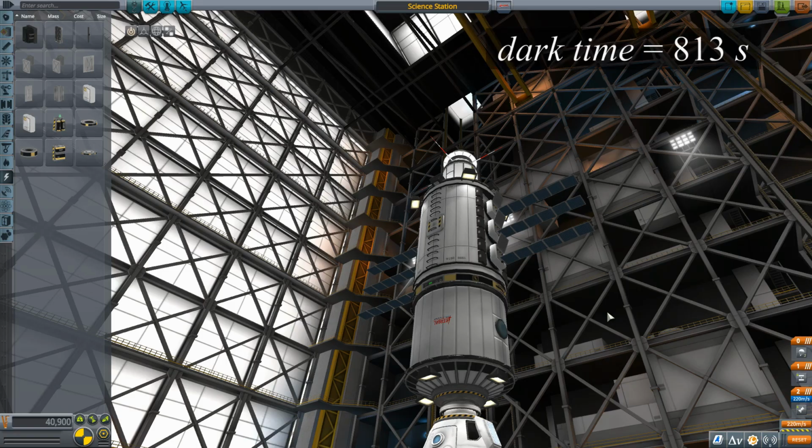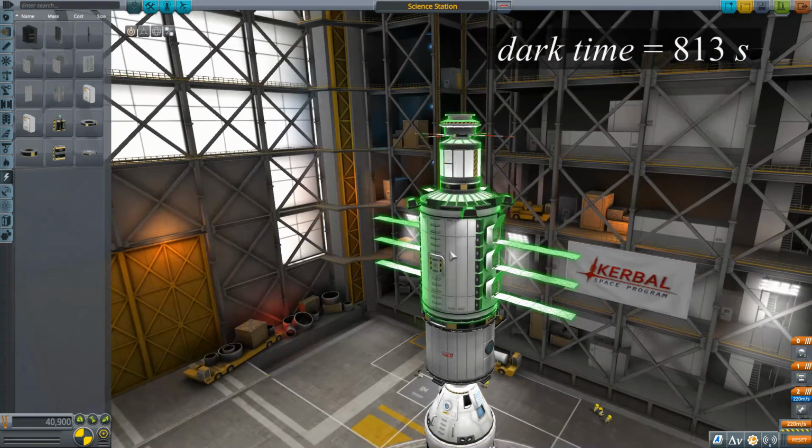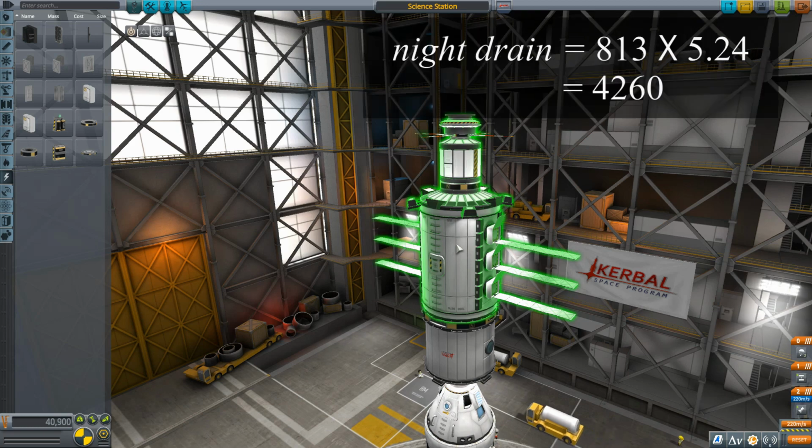Let's take this back into the VAB. Now, this thing consumes, we worked this out last episode, between the lights and if it's processing science, 5.24 units of electric charge per second. So if we take that, multiply it by the 813 seconds we're going to be spending in the night side, that turns out to be 4,260, we'll call it 4,300 units of electric charge that this thing is going to use over the course of the night.